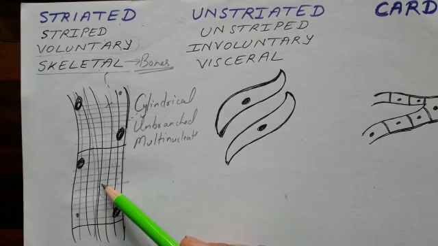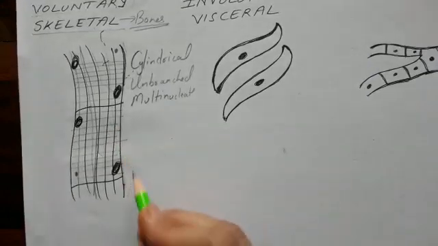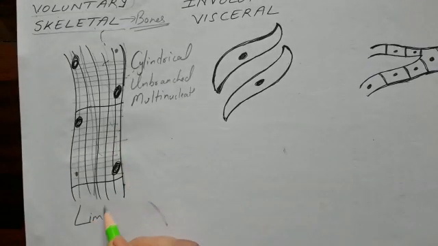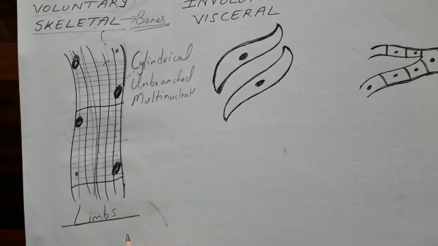Striated muscles are mainly found in the muscles of the limbs. They are attached to the bones, biceps and triceps. They are present on the abdominal walls. They are present in the tongue, pharynx, diaphragm, and they help in the movement of mainly bones and locomotion.